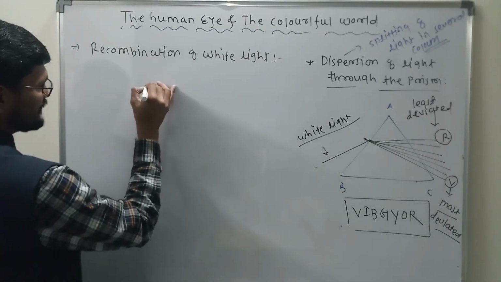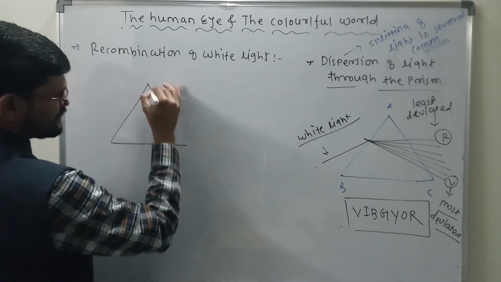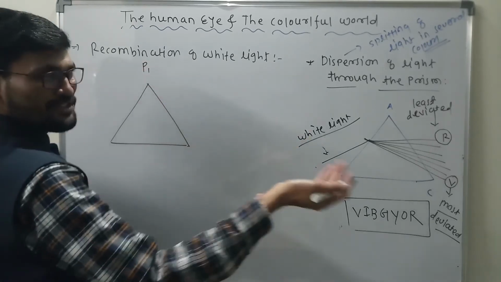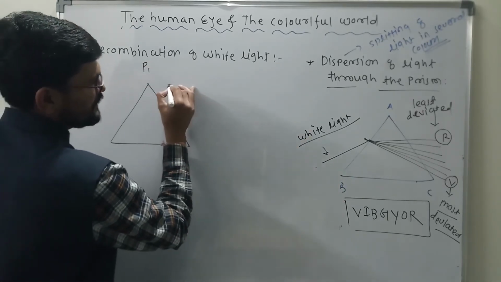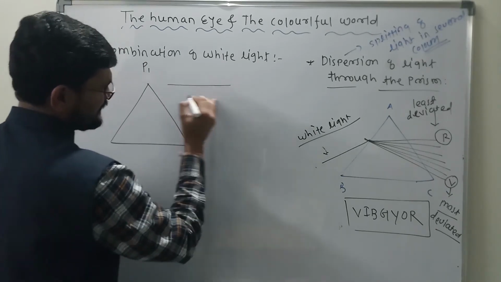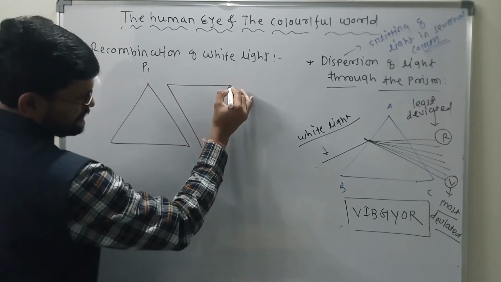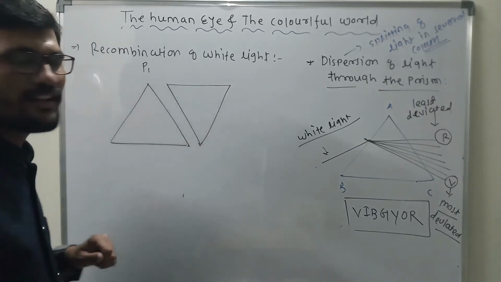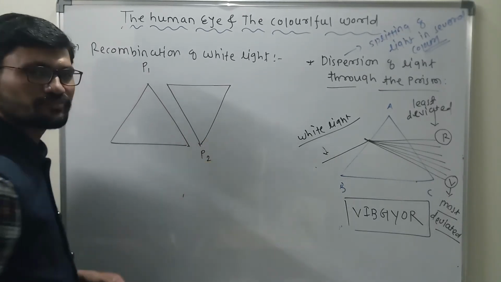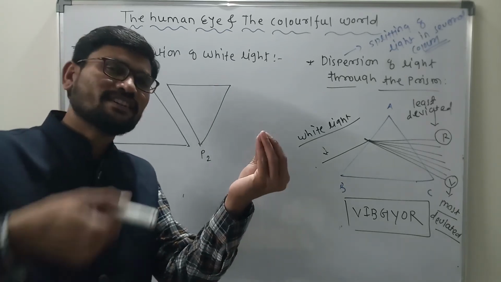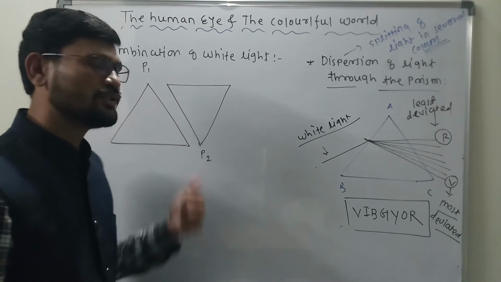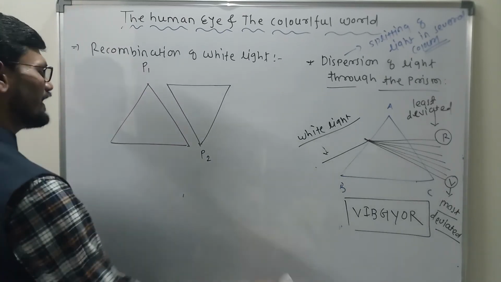For that purpose, let us suppose we take one prism. Let this prism be P1. Another prism is taken, and that prism is situated inverted with respect to the first prism. So this one is P2. One prism is placed like that, and the other prism is inverted as compared to the first one. Now what happens? The light is incident like that.